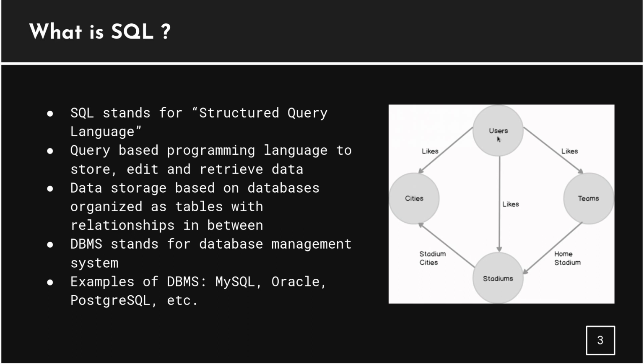For example, users can like a team, have a list of teams they like, likewise for stadiums and cities. And the stadiums are based in a city and so on. So you can get the picture from this.